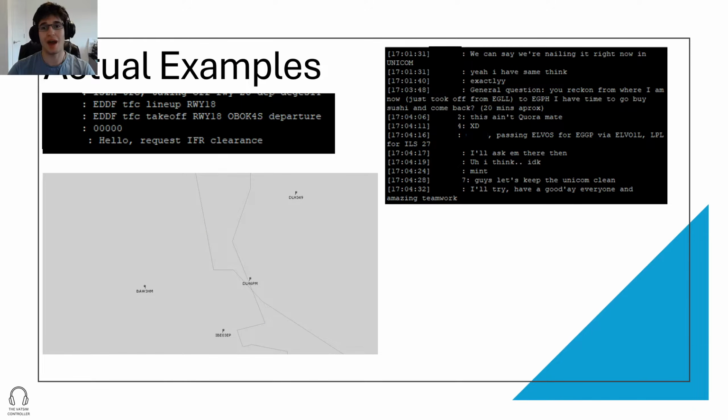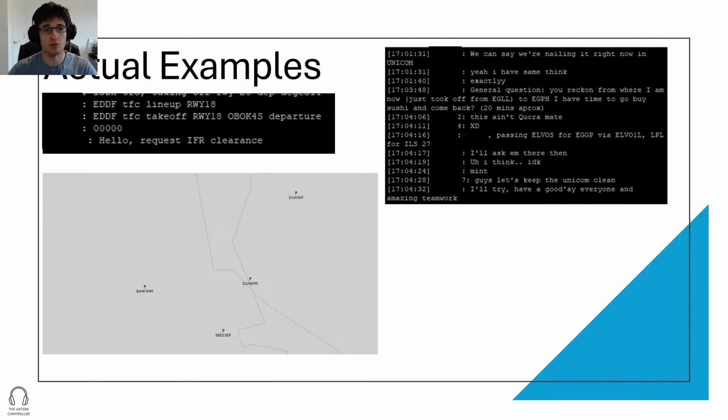So now we're going to look at some actual examples of this from when I've been flying on the network, and what's good about them and what's not good about them. So we'll take this one in the top left here. Someone's doing very well. I've blurred out their call signs for obvious reasons. Someone's doing really well here.